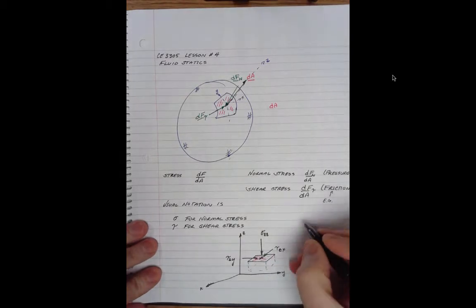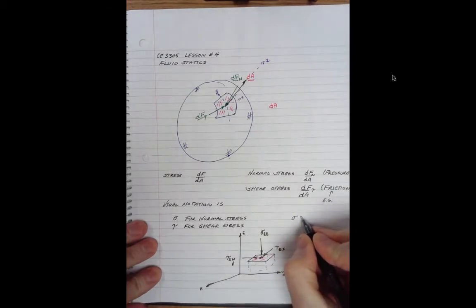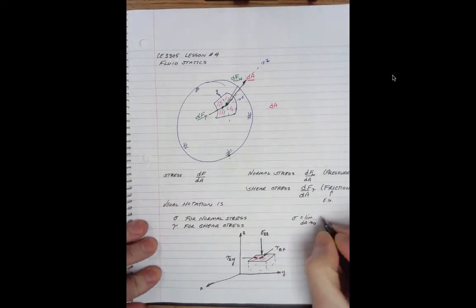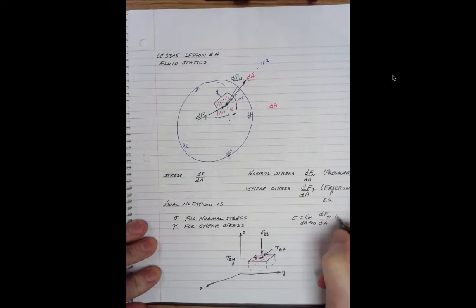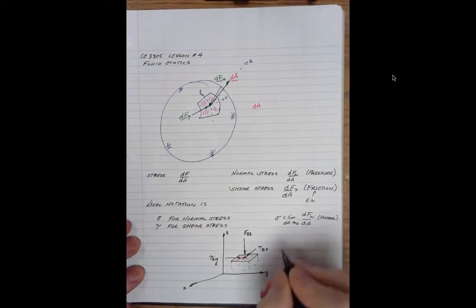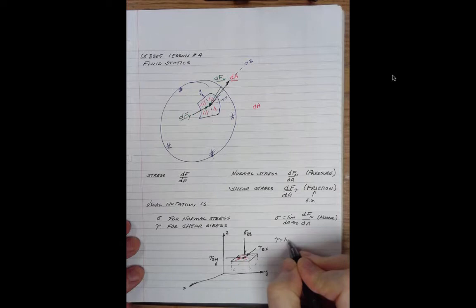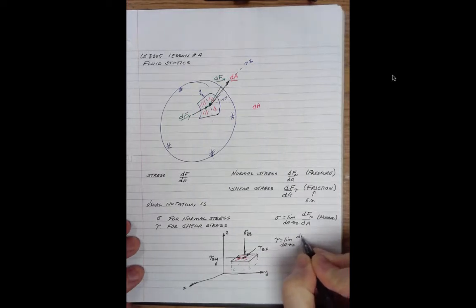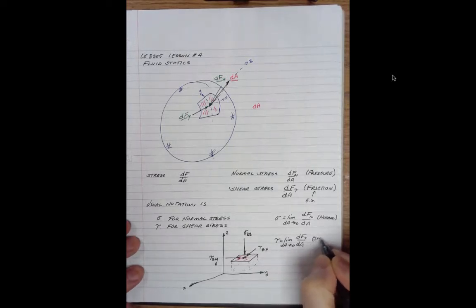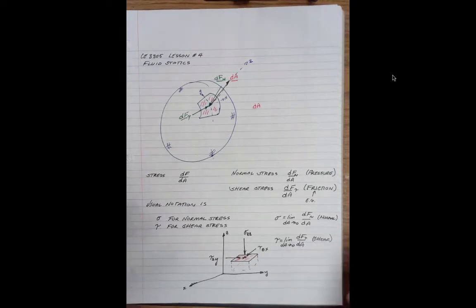All right, returning to our thing here, by definition, sigma is going to be the limit as the area vanishes so that it goes down to a point of dFn over dA. That's normal. And tau is the limit as the area goes to 0 of dF tau over dA, and that's the shear stress, or tangential stress, if you will. And then, like I said, the double subscript.